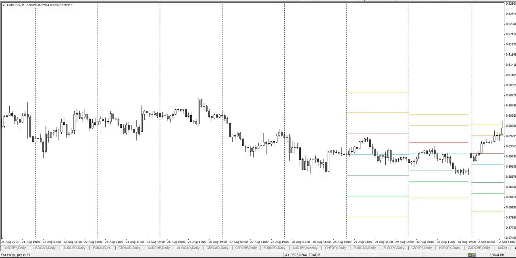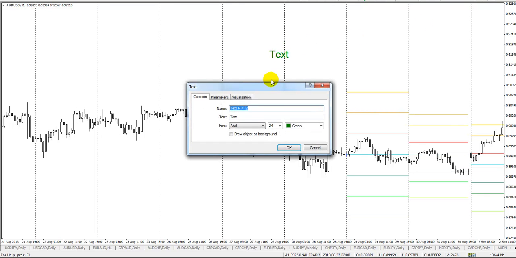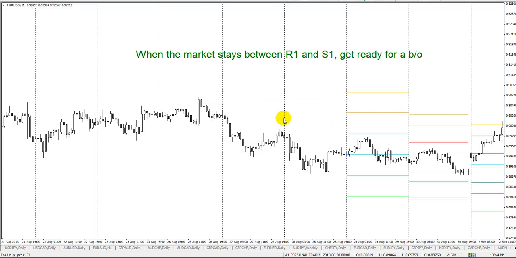Principle number one, of course, as I first mentioned here, is that when the market stays between R1 and S1, get ready for a breakout. That's what BO means, breakout. So when the market stays between R1 and S1 all day long, get ready for a breakout. So it stayed between R1 and S1. Stay between R1 and S1. Finally, the third day, bam, there's your breakout.